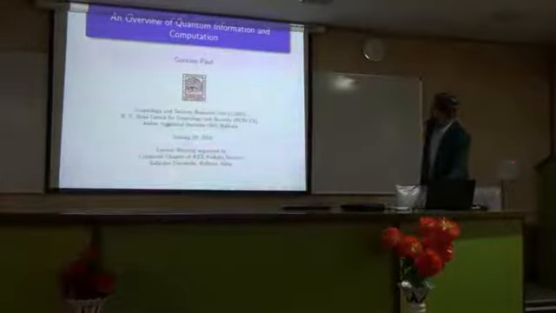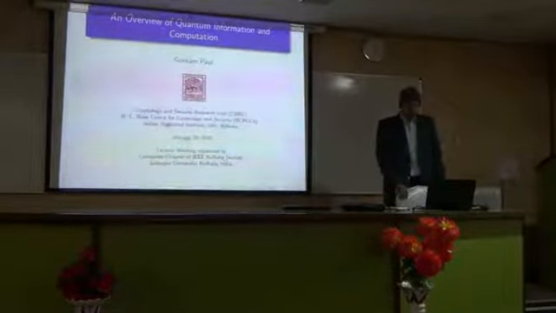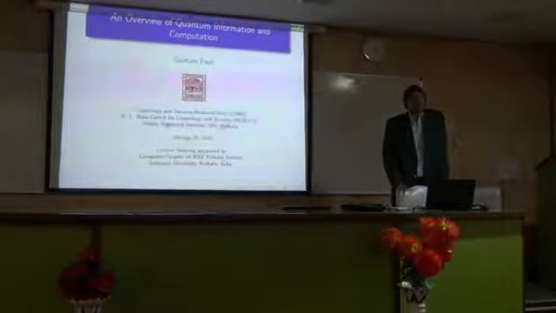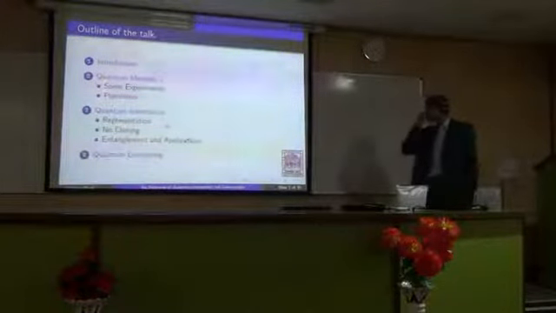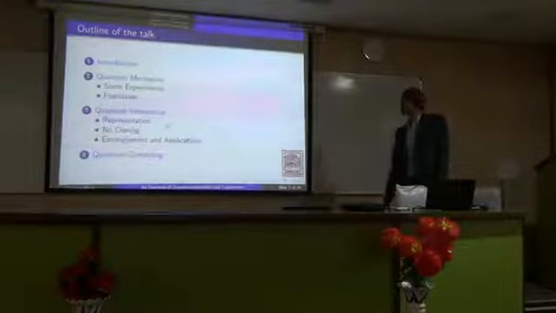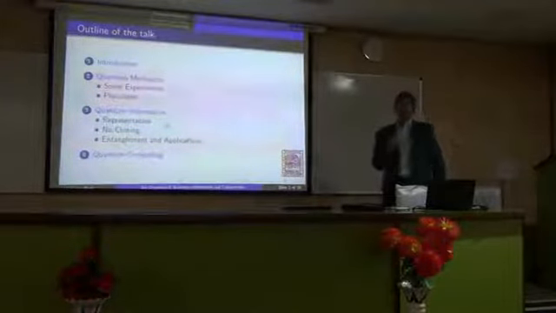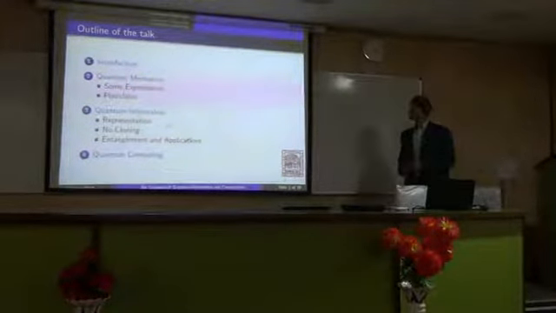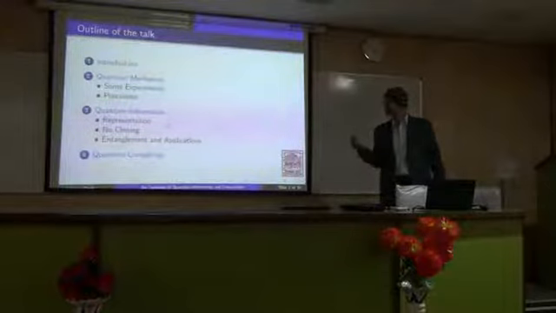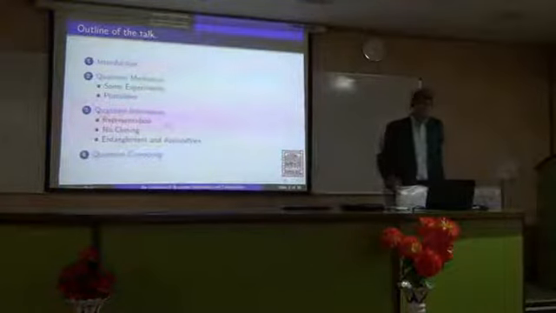So that is an overview of quantum information and computation. I guess all of us know what classical information and computation is. Before I go over to quantum information and computation, I will, in the introduction, talk a little bit about classical information and computation. Then the outline is as follows. A little bit of quantum mechanics as the background. We'll discuss some experiments, then study some postulates, followed by quantum information, its representation, no-cloning and entanglement. Finally, I will conclude with some bits and pieces of quantum computing.